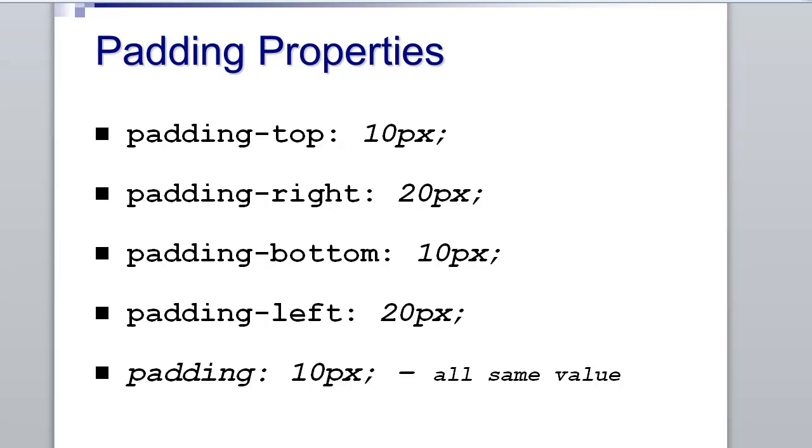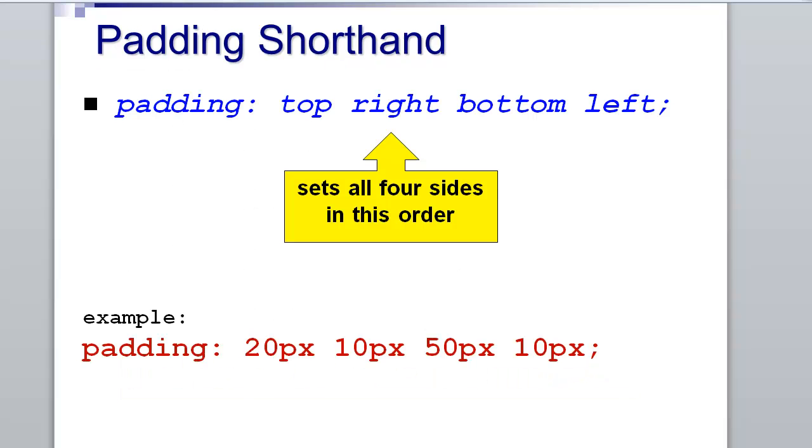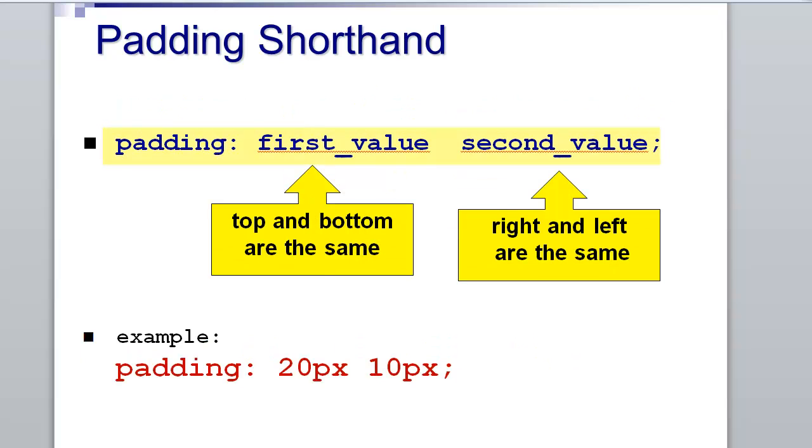The padding property. The syntax is essentially the same as for the margin property. We can set the four different values using padding-top, padding-right, padding-bottom, padding-left. The padding property will set all four sides the same value if we use one value. Here again we have the shorthand that allows us to set all four sides at different values, provided it follows the clockwise order. And we also have the two-value shorthand, so we can set the top and bottom and the right and left.